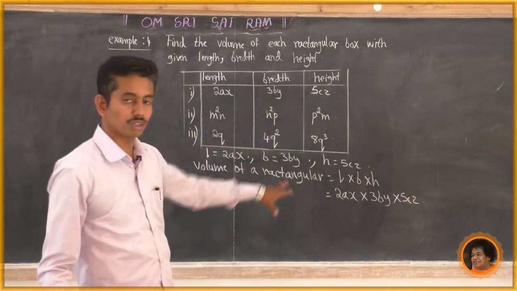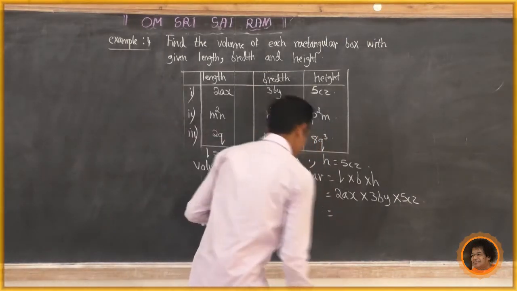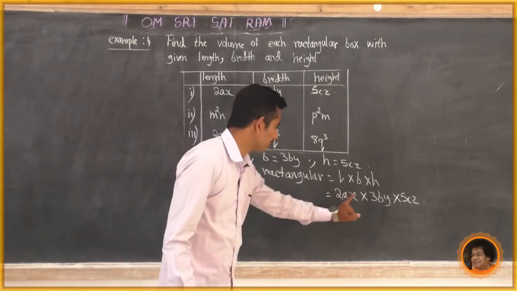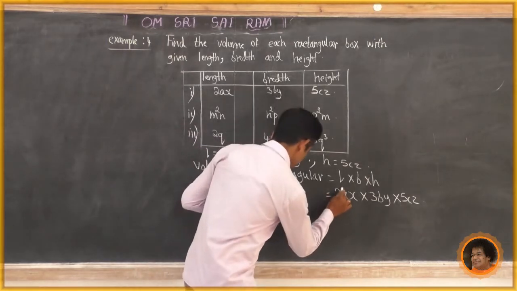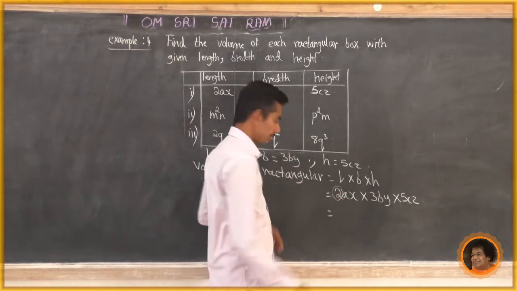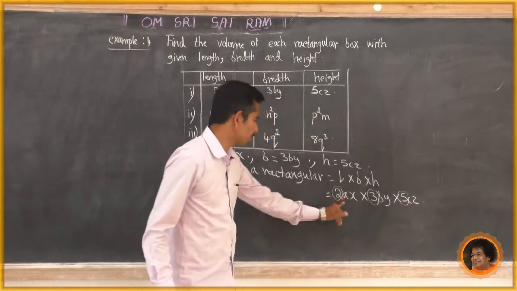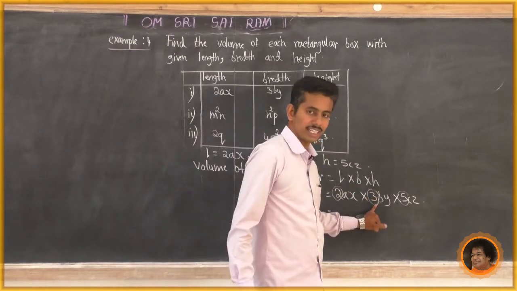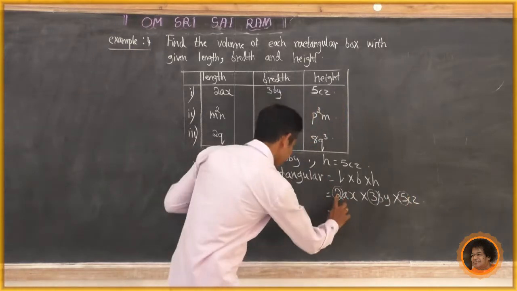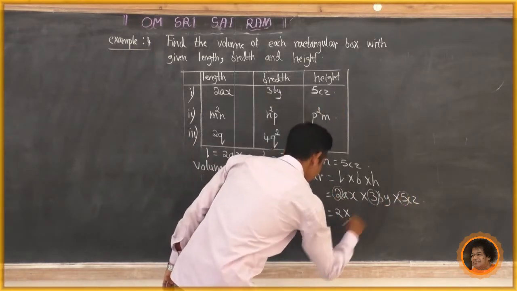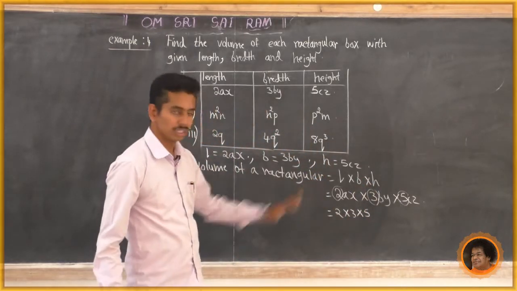Now find the product of L into B into H, length into breadth into height. Look at the question. 2ax into 3by into 5cz. How can we multiply? Numbers. In the first monomial, 2 is the number. In the second monomial, 3 is the number. In the third monomial, 5 is the number. So multiply the numbers, 2 into 3 into 5. Write the numbers together. Find the product of these numbers.